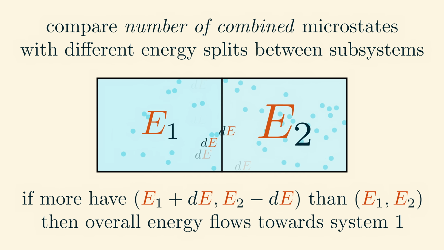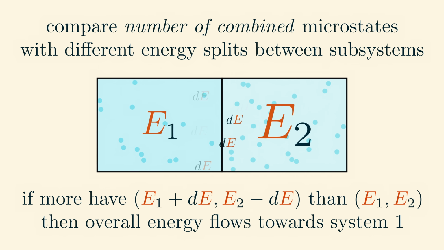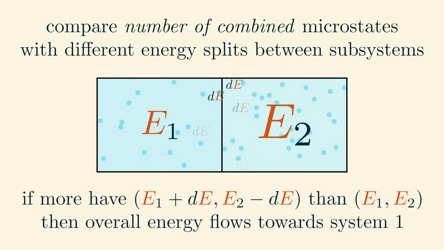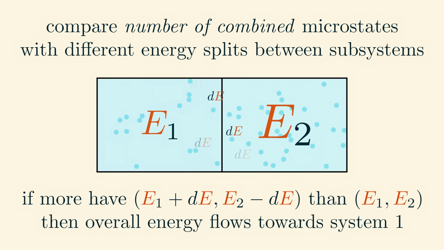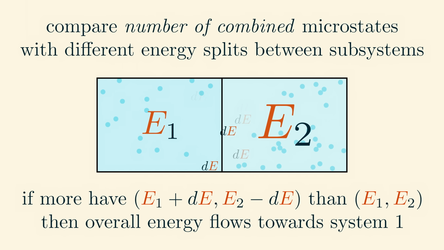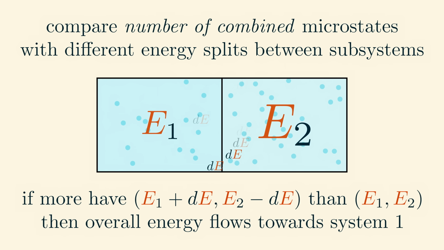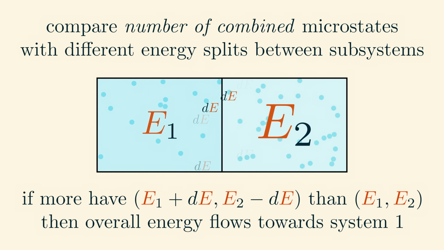If there are more combined microstates with energy split E1 plus dE and E2 minus dE than there are with energy split E1 and E2, then an energy packet dE will be more likely to flow from System 2 to System 1, simply because there are more possibilities for the energy to flow in this direction.